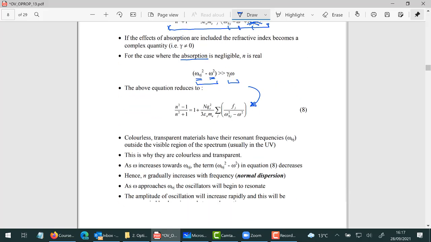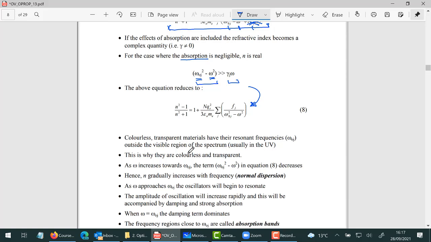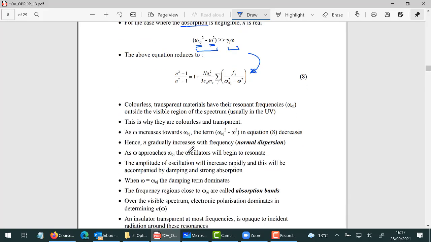So colourless and transparent materials, which don't have any strong absorption in the visible region, we can model using the simplified equation here. For most transparent materials in the visible, the absorption happens somewhere in the ultraviolet, usually. And so we don't have to worry about that unless we're dealing with ultraviolet light.